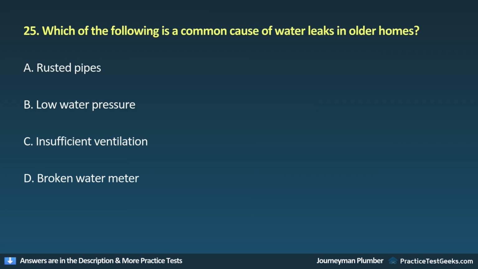25. Which of the following is a common cause of water leaks in older homes? A. Rusted pipes. B. Low water pressure. C. Insufficient ventilation. D. Broken water meter.